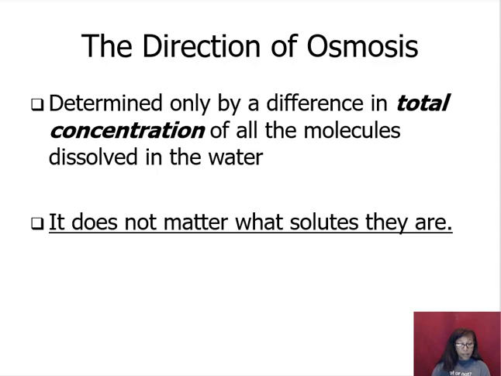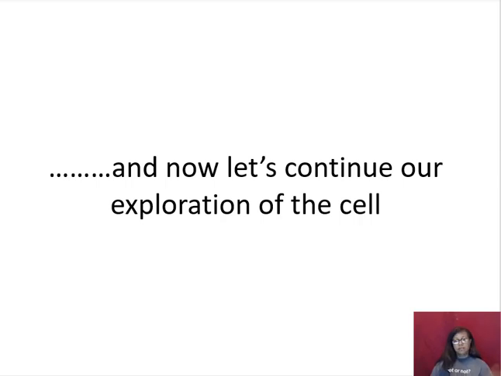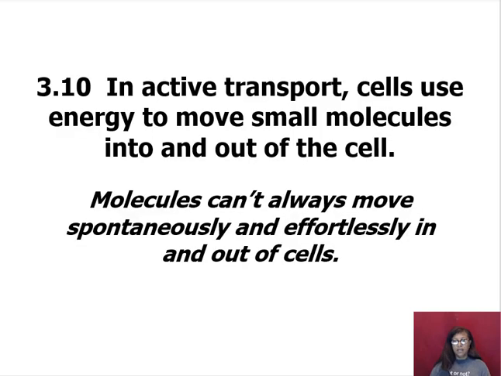All right. Let's carry on. So let's continue our exploration of the cell because we're getting there. Active transport. So we talked about passive transport. That's our osmosis and our diffusion, but there is something called active transport. And active transport requires ATP. So cells use energy to move small molecules into and out of the cell. Molecules can't always move spontaneously and effortlessly into and out of the cell. They actually need some form of energy or transport in order to cross the cell membrane.